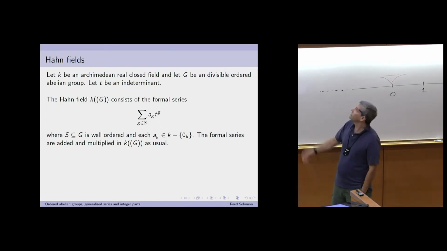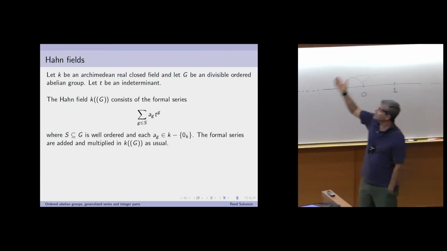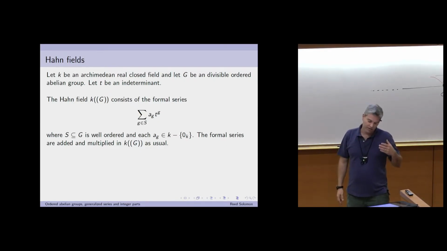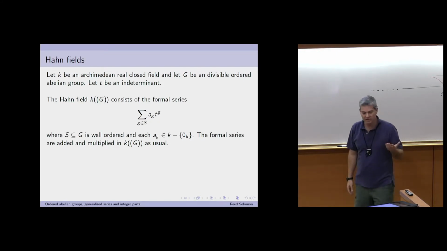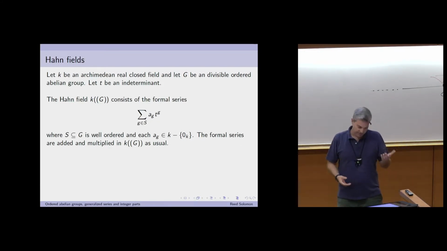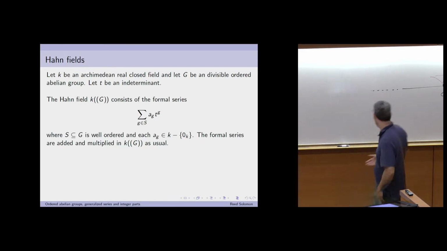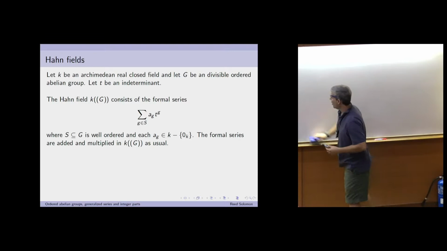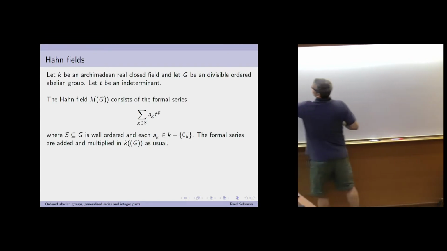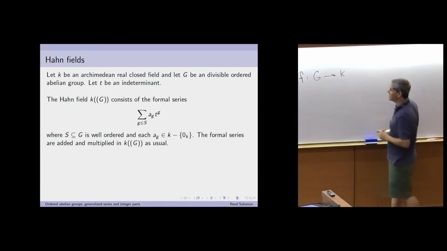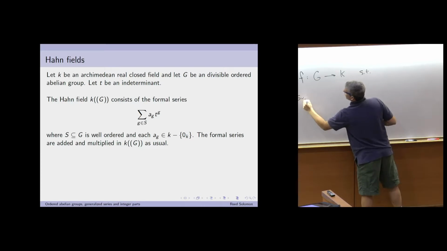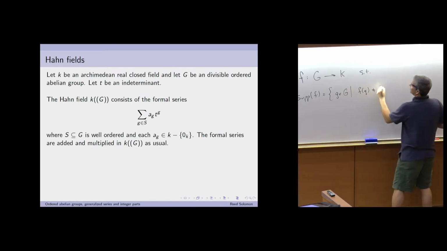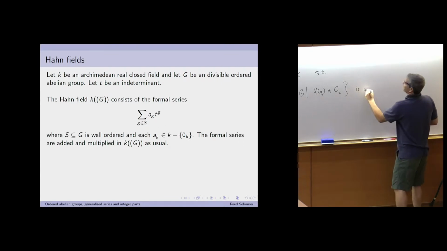So the Hahn field consists of the formal series of this form, where we're taking the sum over a well-ordered subset of the group, and the coefficients, so the a sub g, are non-zero elements of the field. And then t to the g is just to mark where it came from. So alternately, you could just represent these elements as functions from G into K such that the support of f, so the elements from G that aren't mapped to 0 in K, is well ordered.